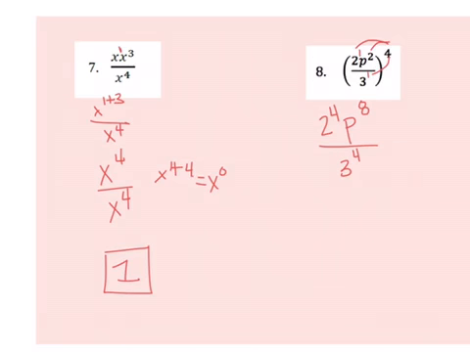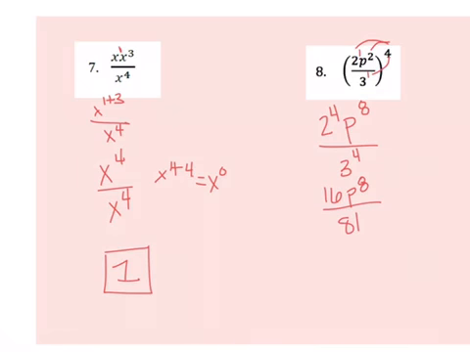Now, before I call it quits, I need to look at this problem. I need to simplify 2 to the 4th and 3 to the 4th. So I know that 2 to the 4th is 16. I still have my p to the 8. And then I'm going to divide by 3 to the 4th, which is going to give me 81.